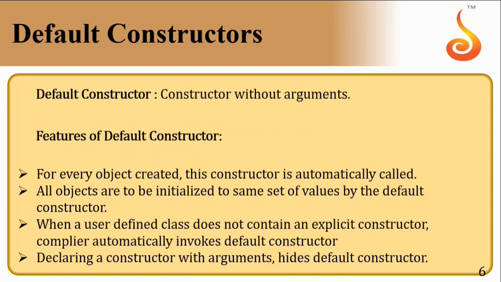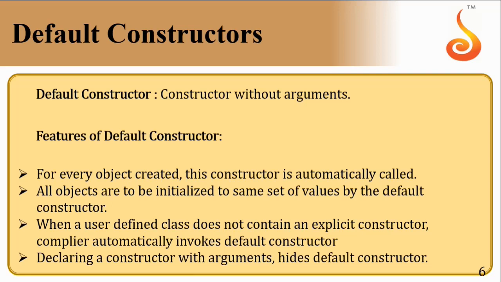We'll start with default constructors. It is a constructor without any arguments. The features of a default constructor: for every object created, this constructor is automatically called. Every time I create an object, if I don't pass any arguments along with the object creation, the default constructor is automatically called. You don't have to call it explicitly.